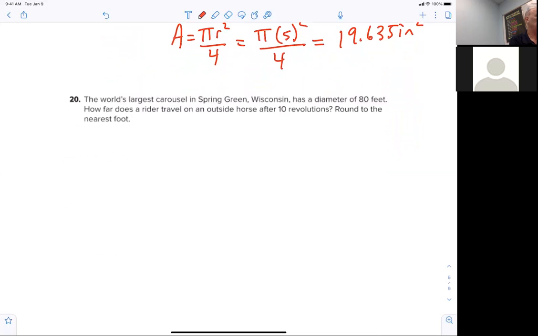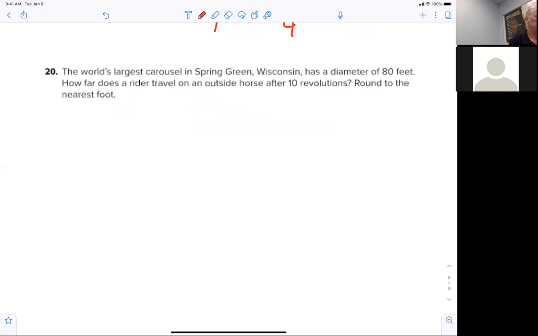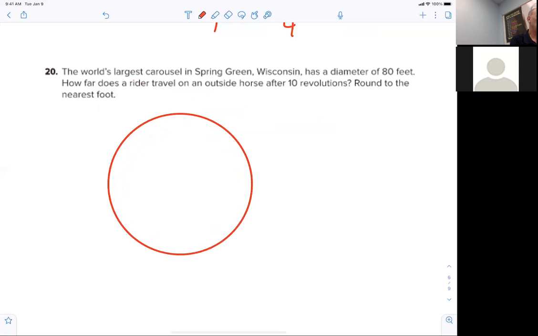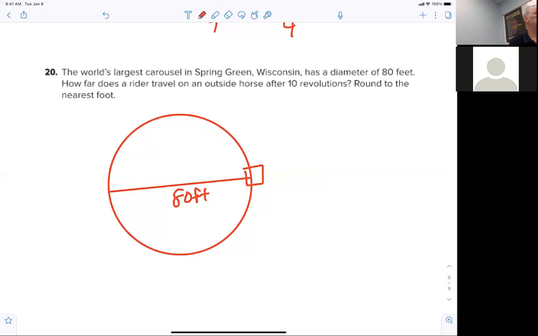Read 20. So I need everybody to draw a carousel. You're on one of the horses, and you're on the outside. And the diameter of this carousel is how much? Right. So I'm going to draw that. That's 80 feet. That's the little thing that the horse goes around. And when you were a little kid, you liked to sit on it and thought you were riding a horse.